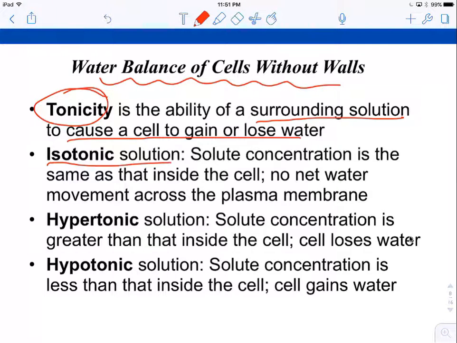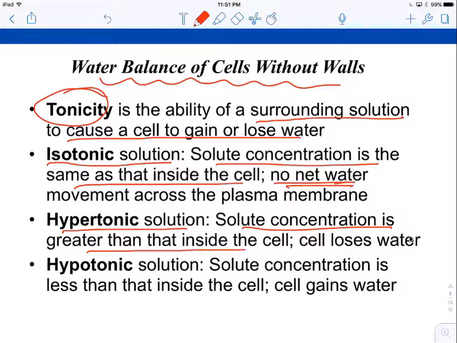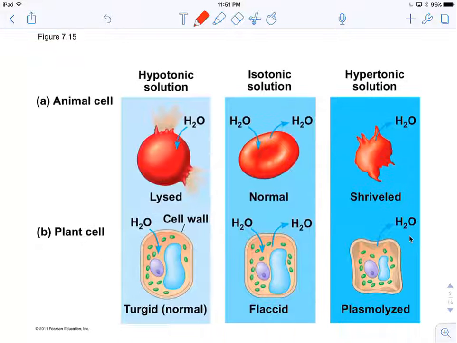There's an isotonic solution, which means the solute concentration is the same as that inside the cell. So there is no net water movement across the plasma membrane. If you have a hypertonic solution, the solute concentration is greater in the solution than it is inside of the cell, and the cell will lose water. Water will go out of the cell. A hypotonic solution, the solute concentration is less than that inside the cell, and the cell will gain water. Okay, so what does that mean? Let's look on the next slide.